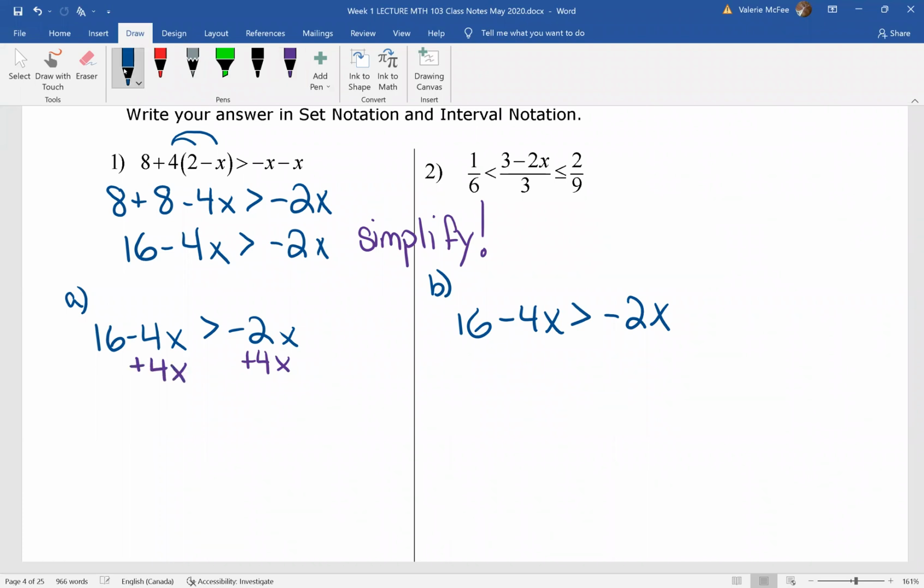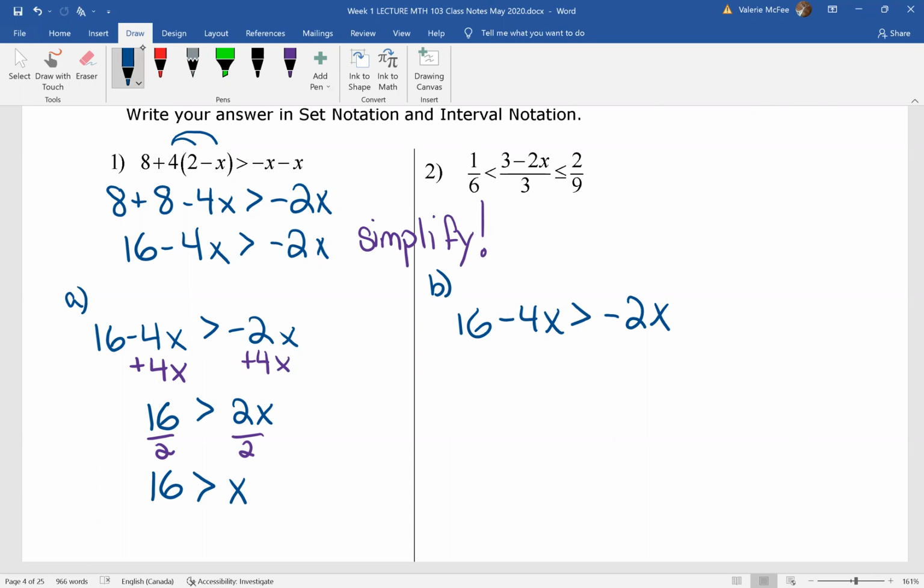So we're adding 4x to both sides. 16 is greater than 2x. Now we can divide by 2. And we see that 16 is greater than x.